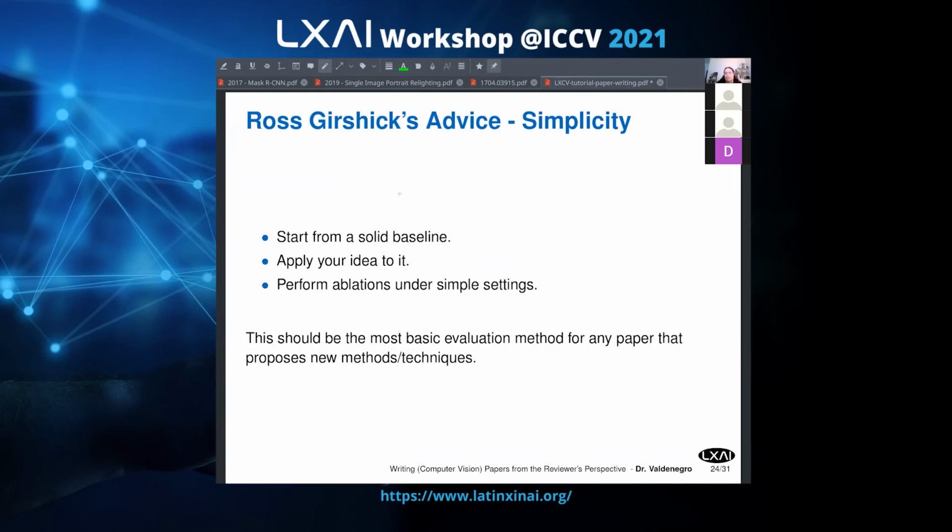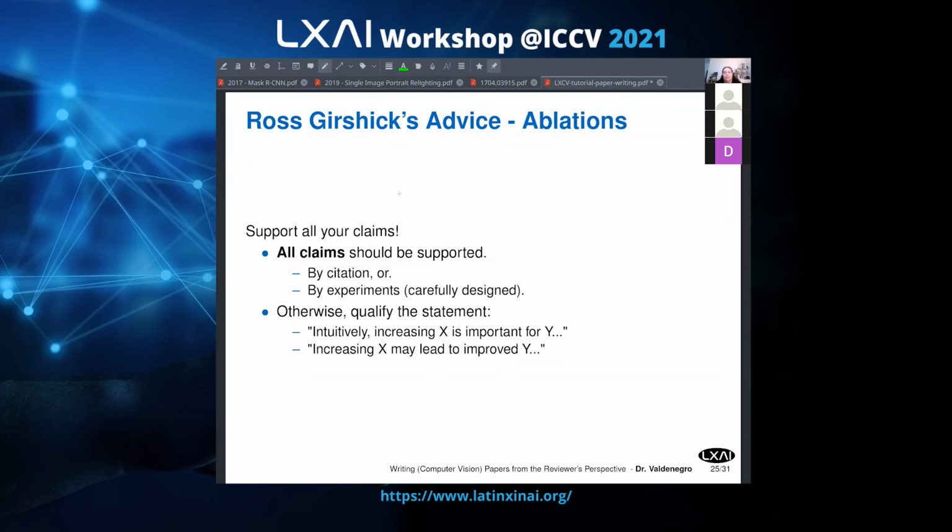About simplicity, this is the most basic way to make an evaluation. You start from a solid baseline method. For example, in object detection, you take the latest detection method, you apply your ideas to it, and then you perform ablations under simple settings to see which parts of your idea actually matter for performance. And as I mentioned, this is usually the most basic and important evaluation method for any paper that proposes new methods and techniques, which I think are probably the majority of the papers submitted to these conferences. Also about ablations, you should definitely support all your claims. Every time you claim something in your paper, you should support it by citation or by experiments.